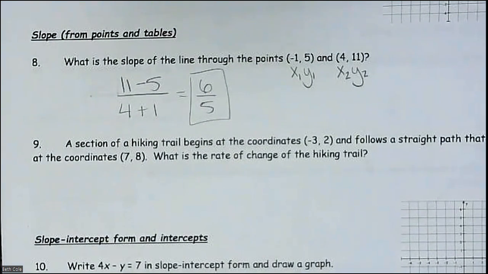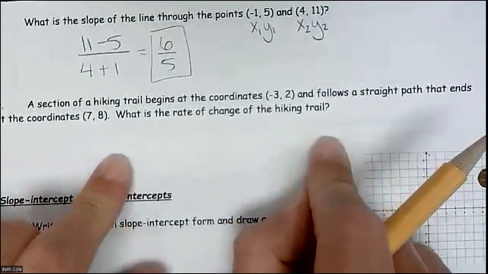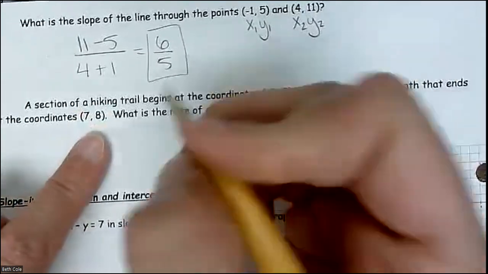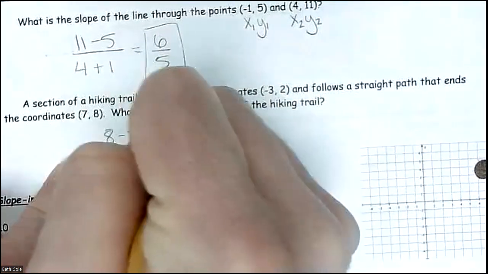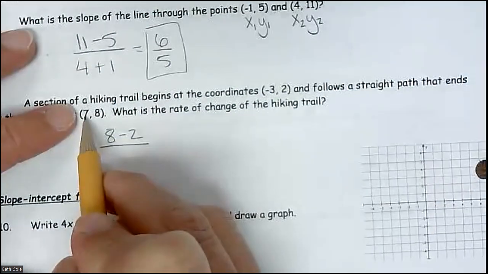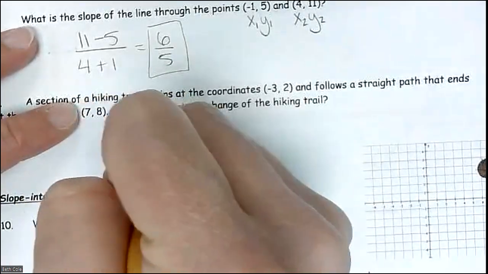Number 9 is the same question. It's just there's words to read there. So you're on a hiking trail, beginning at certain coordinates and ending at other coordinates. So you're going to do the exact same thing. Which two are the Y numbers? Because we're going to subtract those first. Yep, good. So we'll have 8 minus 2. And then it would be 7 plus 3.